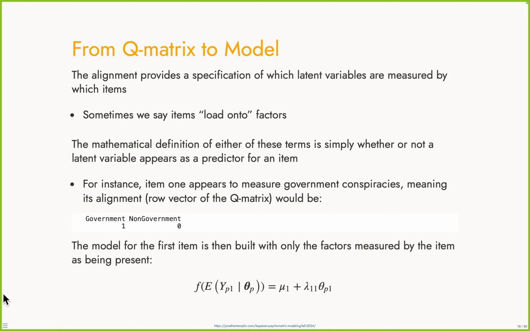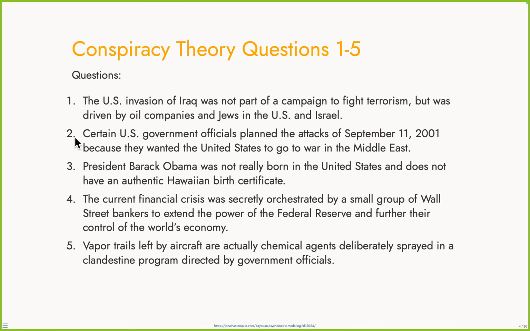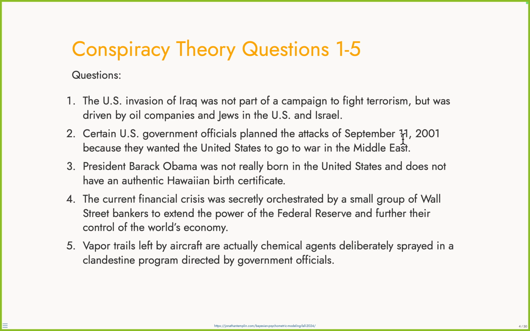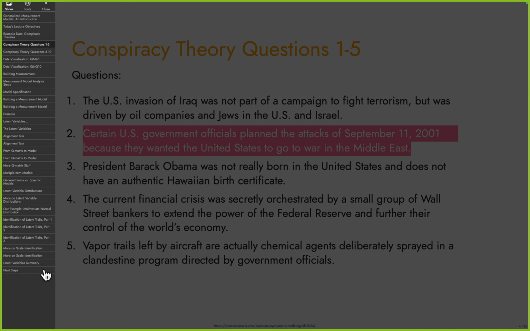So for instance, if I go back to here, let's say certain government officials. Let's say this item measures the government conspiracy factor itself. What we would say is this item loads onto the government conspiracy factor, or is aligned to it. I prefer to say that this item measures the latent variable, because it really reinforces what this item is built to do, which is to measure a construct for us. All right.